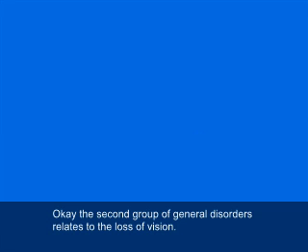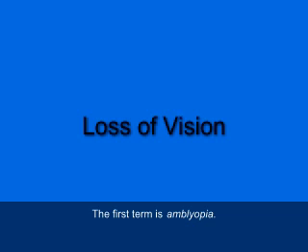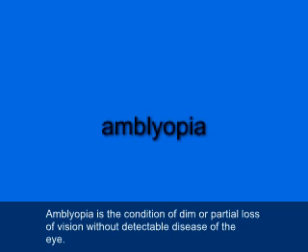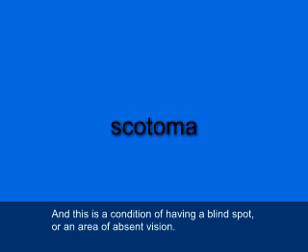Okay, the second group of general disorders relates to loss of vision. The first term is amblyopia. Amblyopia is a condition of dim or partial loss of vision without detectable disease of the eye. The next term is scotoma. Scotoma is a condition of having a blind spot or an area of absent vision.